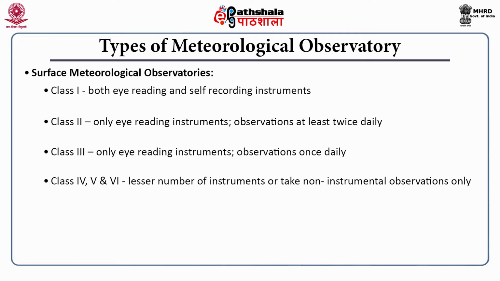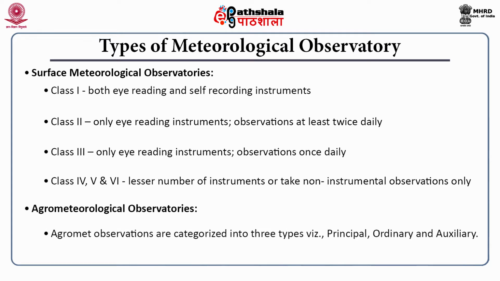In case of class 4, 5 and 6 a lesser number of instruments are there, or in some cases only non-instrumental observations are taken. In case of agromet observatories, they have been classified into 3 types. One is principal type, then ordinary, and the third one is auxiliary type.